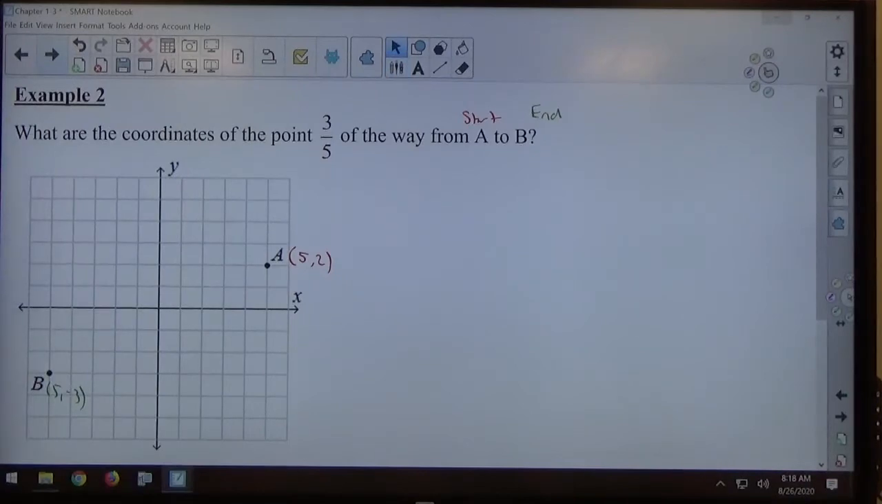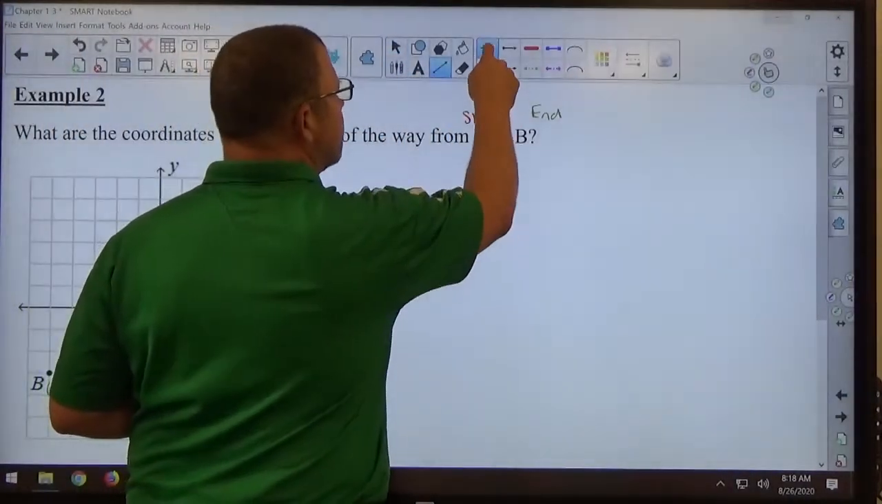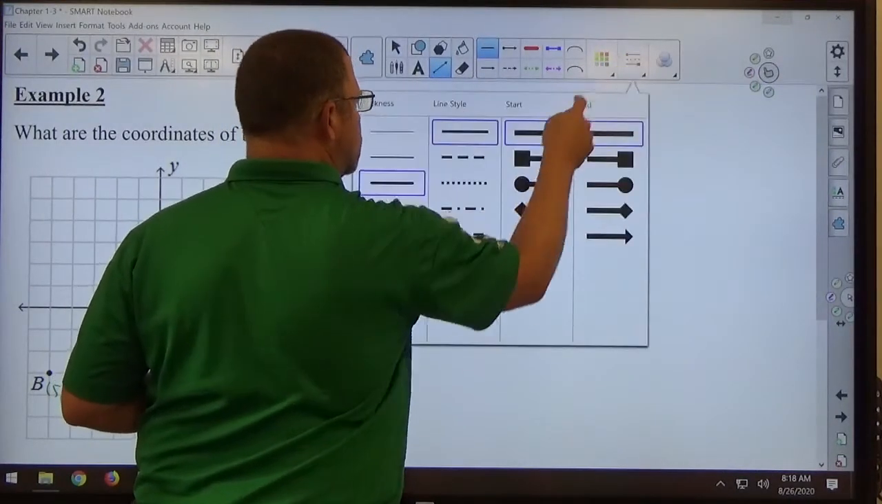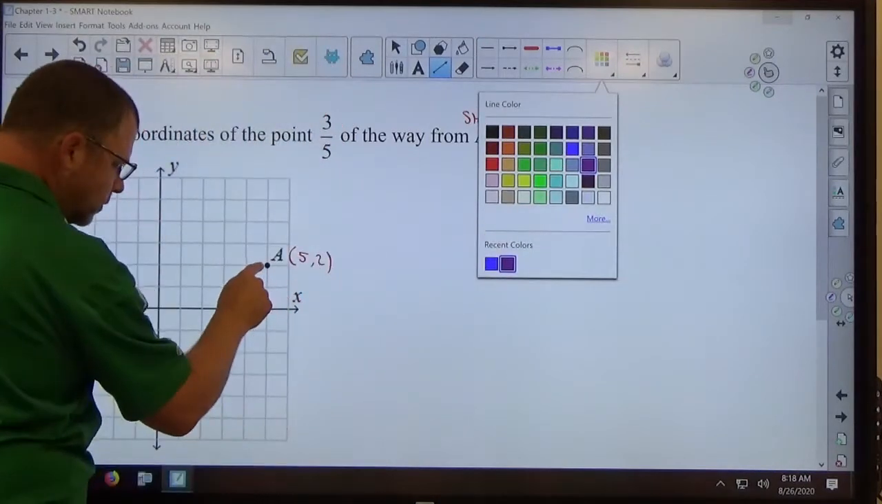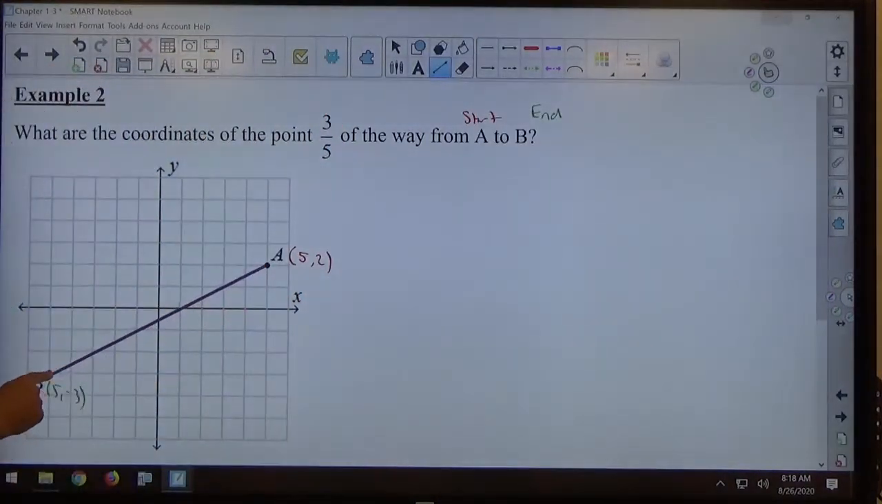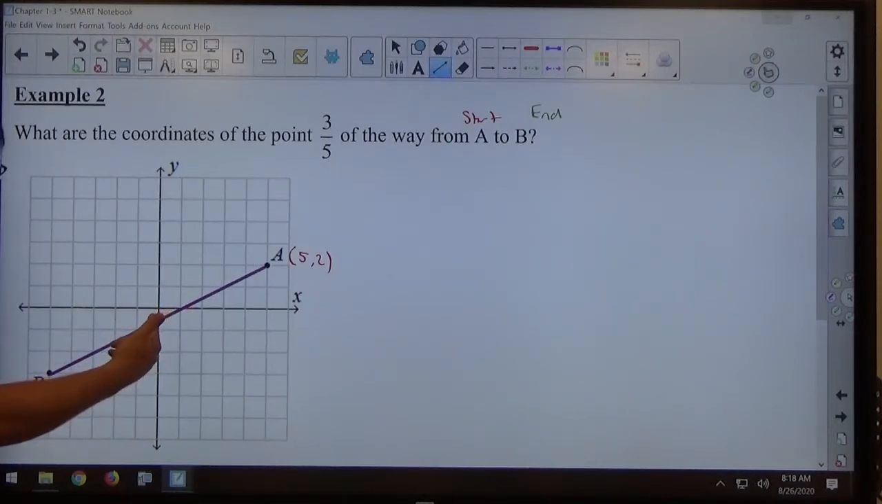Right? So if I'm on the segment connecting A and B, and I want to go 3/5 of the way, halfway would be somewhere in here. 3/5, I need to go a little further than that, right? But if I was going from B to A, halfway is about here, 3/5 would be over here somewhere. So it really matters which direction you're going when you're doing this. Make sure you make note of that.